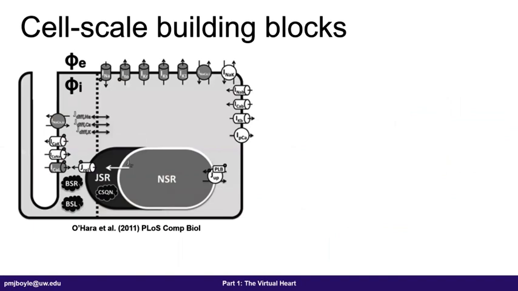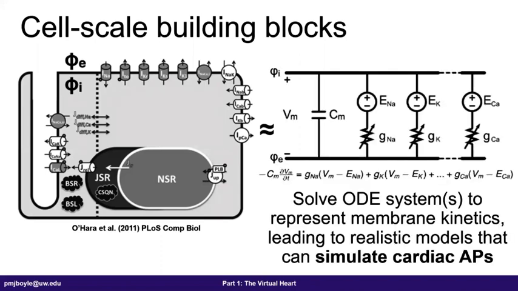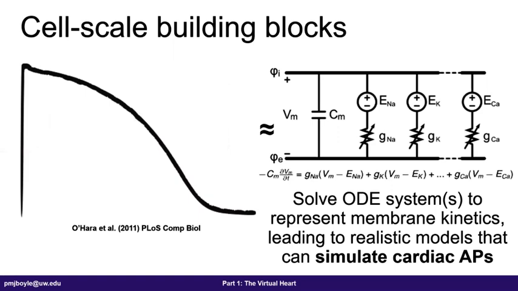So at the cell scale, this is a schematic representation that gives you an idea of how we approach the problem of simulating electrophysiology. In this schematic, you can see that we represent the different populations of ion channels in the cell. We have sodium ion channels, different types of potassium ion channels, pumps and exchangers. And then we have representations of things like the dyadic subspace between the T-tubule membrane and the sarcoplasmic reticulum, L-type calcium channels, and so on, and release from the sarcoplasmic reticulum through ryanodine receptors. So these can be abstracted as a circuit diagram, which can be represented by a system of ordinary differential equations at the cell scale that can represent membrane kinetics, leading to pretty realistic models of cardiac action potentials.